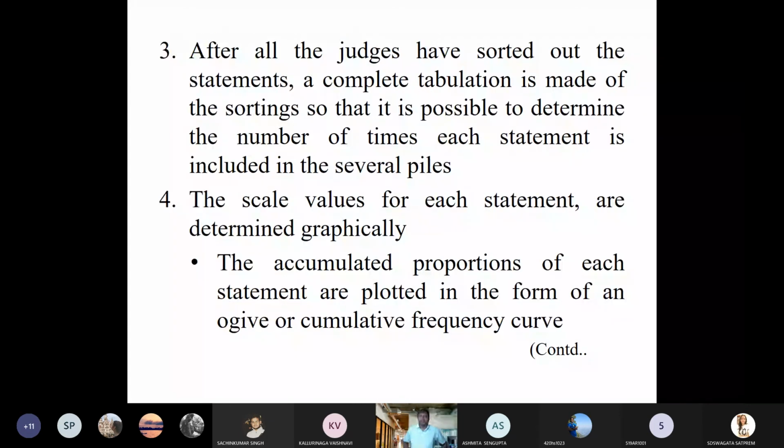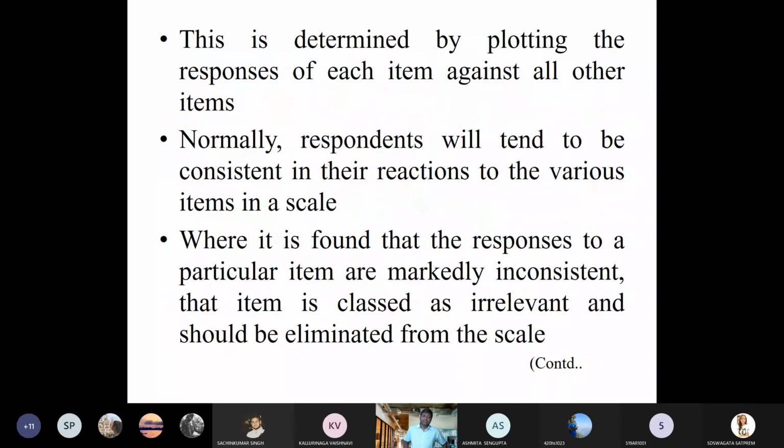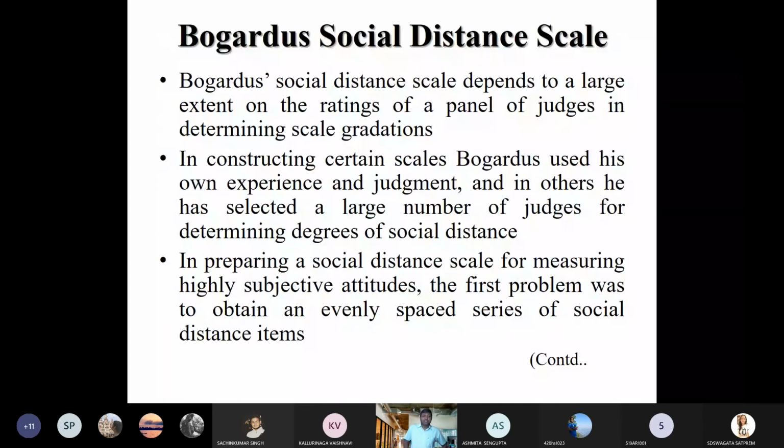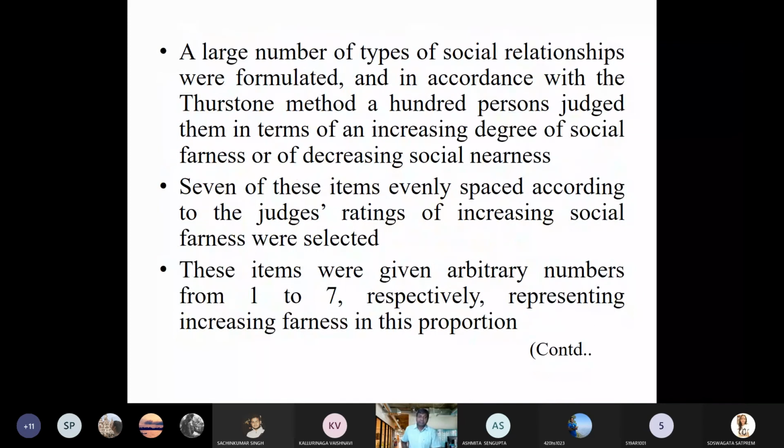Then there is the Bogardus social distance scale. The Bogardus social distance scale depends to a large extent on the rating of a panel of judges in determining scale gradation. This is another method, another scale. It is very popular, and people are mostly using this scale very frequently. A large number of types of social relationships were formulated, and in accordance with the Thurstone method, judges rate them in terms of increasing distance. These items are given arbitrary numbers from 1 to 7 respectively, because it is mostly a 7-point scale that people usually use.